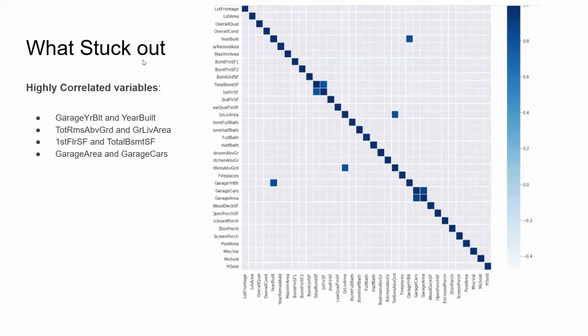What primarily stuck out to us during data pre-processing was the highly correlated variables here. As you can see, not a lot of them are highly correlated except for these specific rows. The garage year built and the year built were highly correlated, which makes sense because they're probably the same year as the house was built. The total rooms above ground and the ground living area were also highly correlated, as were the first floor surface and the total basement surface, or SF.